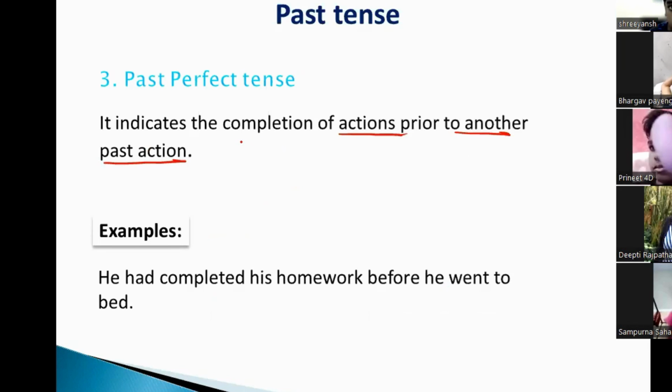What do you mean by that? It's like two actions were taking place in the past time, and the first action will be represented by using past perfect tense.